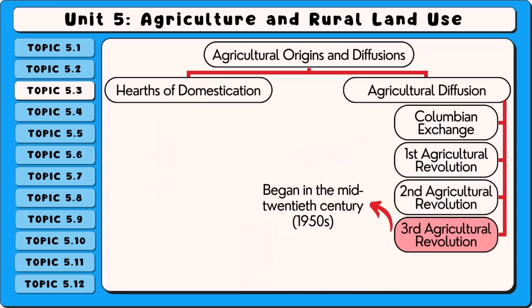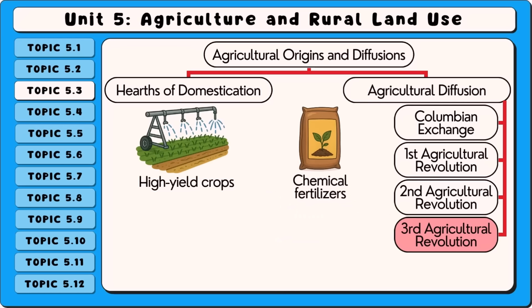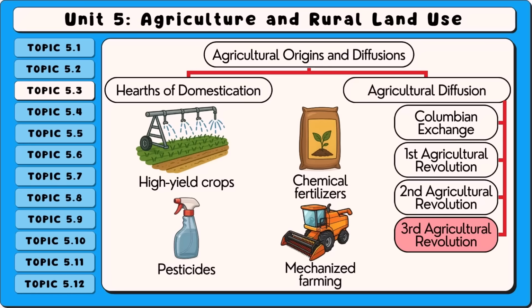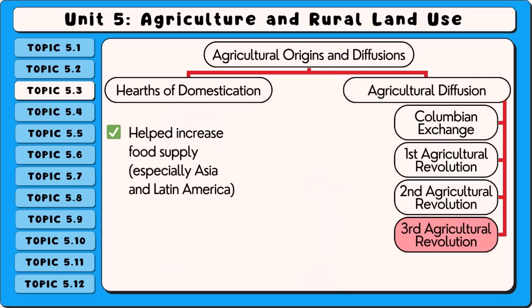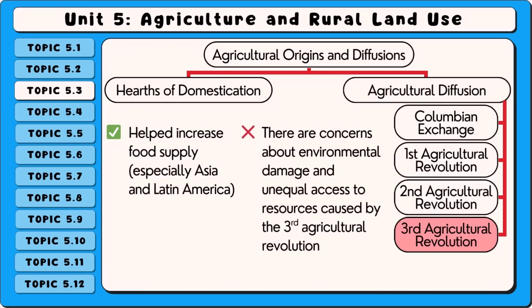The fourth pattern is the Third Agricultural Revolution, also known as the Green Revolution. It began in the mid-20th century and involved the global spread of high-yield crops, chemical fertilizers, pesticides, and mechanized farming. The Green Revolution had a major impact on countries in Asia and Latin America, where new varieties of wheat and rice helped increase food supply. However, it also raised concerns about environmental damage and unequal access to resources.